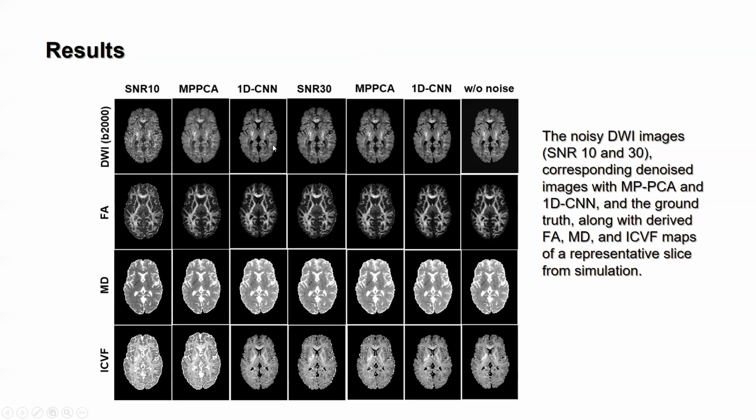So it shows that the denoising improves the FA map on the low SNR dataset, but it has little effect on the high SNR dataset. And MPPCA fails to correct for rectified noise for the low SNR dataset. And the 1D CNN does a very good job in correcting this artifact. So the ceiling effect basically is gone.